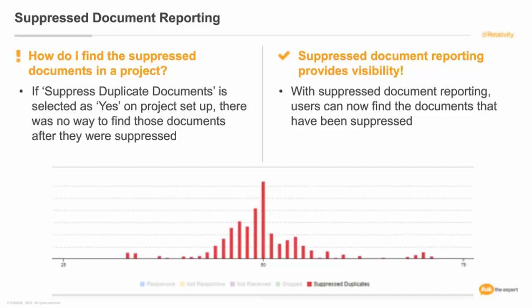suppressed. So if you are using active learning on an earlier version, you may have decided not to use this option because it was too difficult for reporting. So we've now added suppressed document reporting so that you can really take advantage of this option and still be able to report on all of your documents and really understand where your project is at.